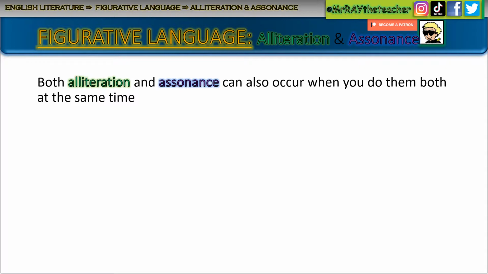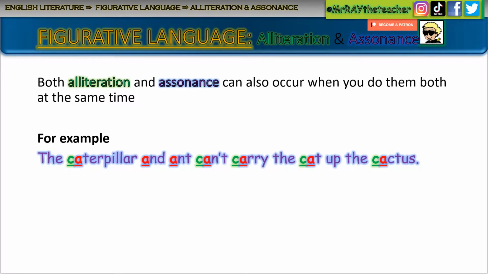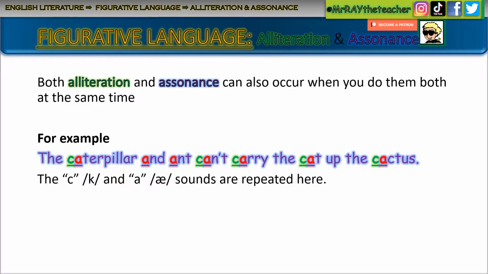All right. Alliteration and assonance can also occur when you do them at the same time. For example, the caterpillar and the ant can't carry the cat up the cactus. So here, for the phonetics buffs, we've got the phonetics here. Woo, laser. There we go. They're repeated here, the k and the at sounds. So there's the cat, there's the cactus.